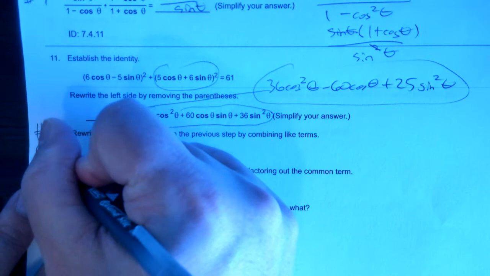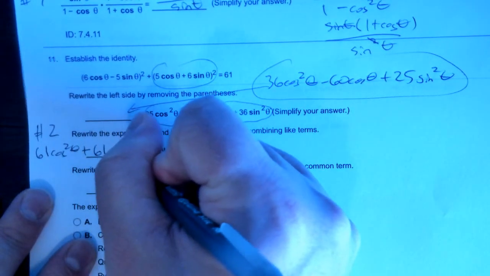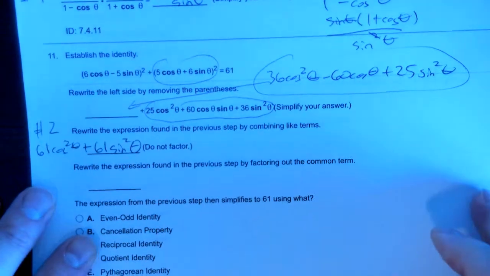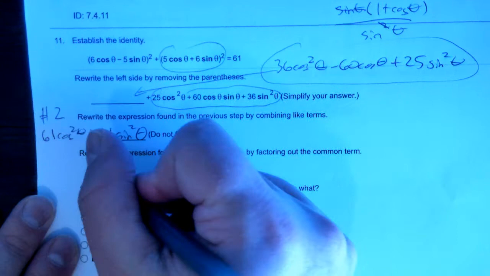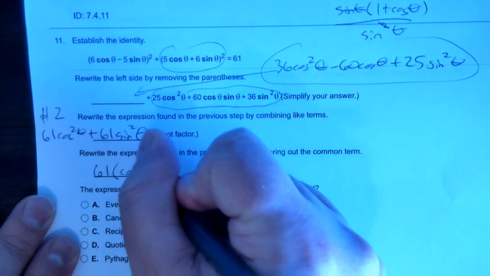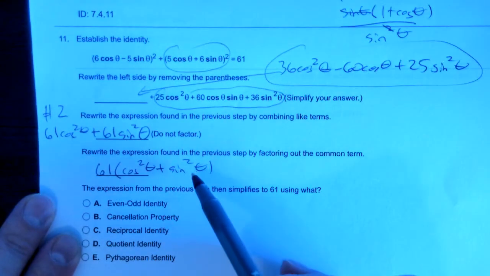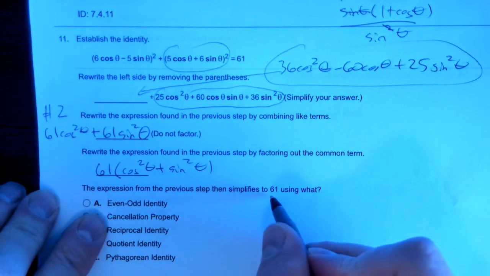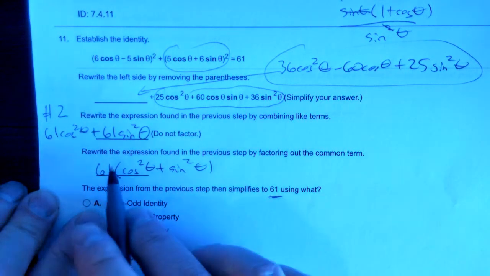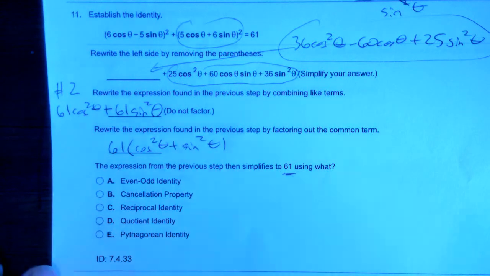So we get 61 cosine squared theta plus 61 sine squared theta. Then factor out the common term which is 61. And then that's really just 1. By the way, it basically shows you what number you're supposed to end up with. And then that would be from the Pythagorean identity.